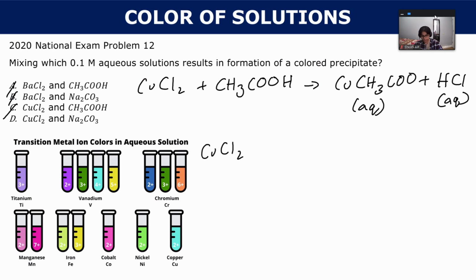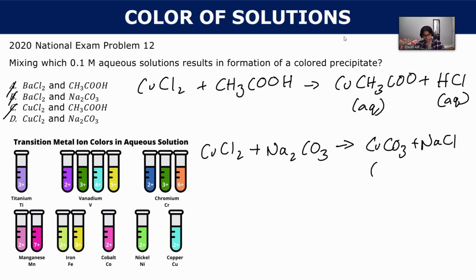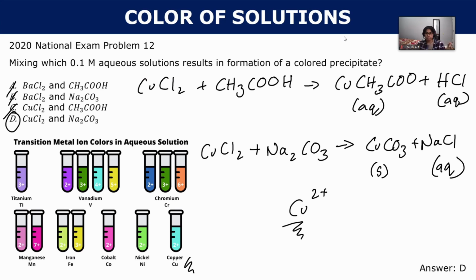So we have CuCl2 and Na2CO3. We do the double displacement reaction, see what happens. So we have copper carbonate plus NaCl. All carbonates are going to be insoluble other than potassium, sodium, and NH4. And so this has to be a solid, and NaCl is going to be aqueous. And so we do see a formation of a precipitate, but is it colored? It is going to be colored because we have that copper 2+, and that means we're going to have a blue solution. And therefore, D is the right answer, and we are correct.